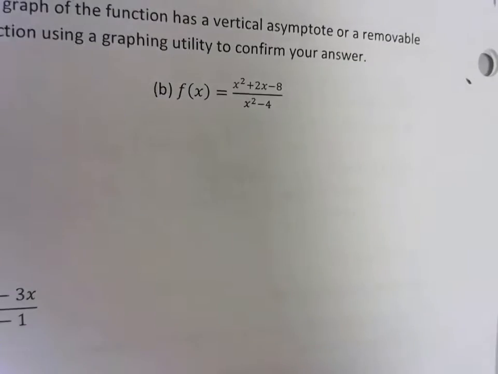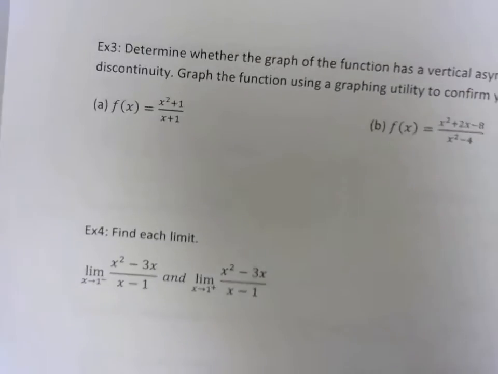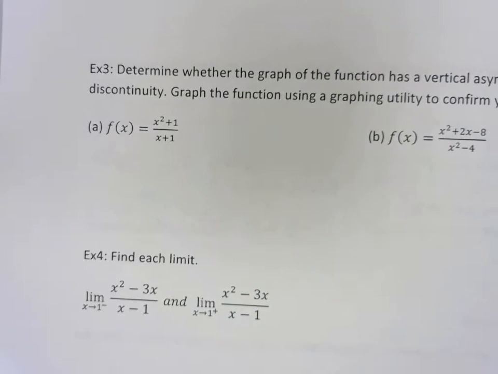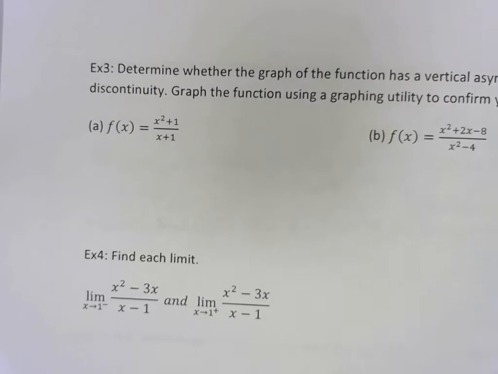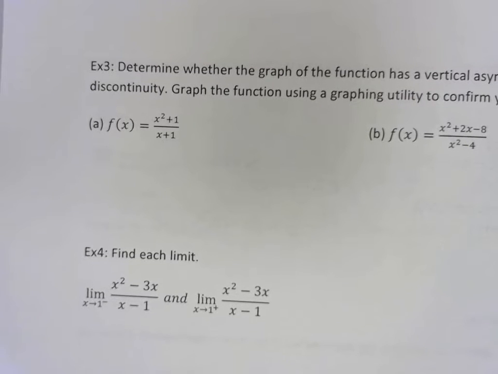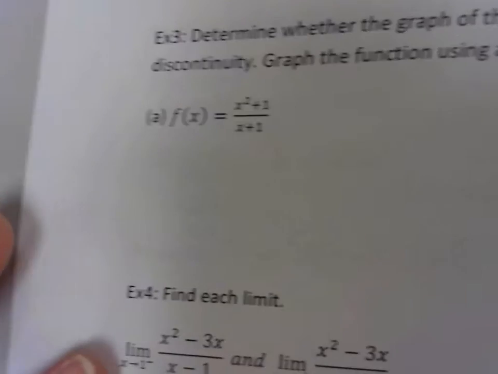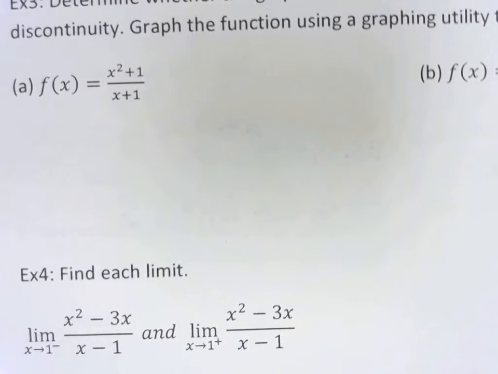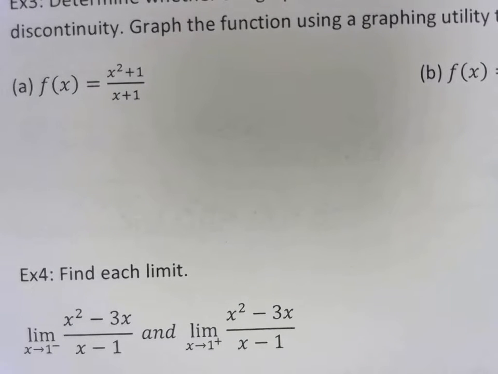Like I said, I don't have a ton of notes to take today. Example 3, determine whether the graph of the function has a vertical asymptote or a removable discontinuity. Graph the function using a graphing utility to confirm your answer, just like we just did. So as I look at the first one, we have f of x equals x squared plus 1 over x plus 1. This is a rational function.